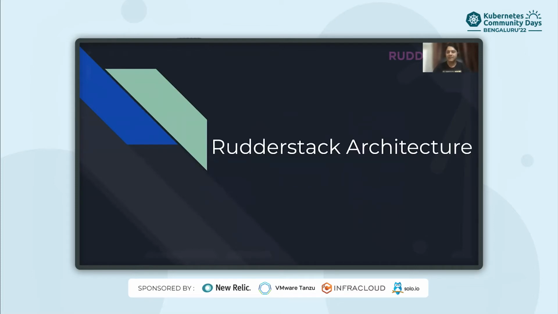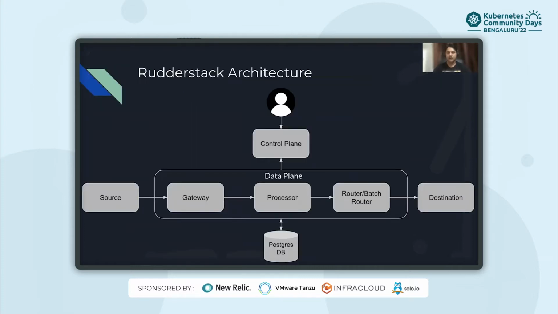So let's go deep into how the Rudderstack architecture looks, because that will give us a better understanding of why we feel Kubernetes is a native tool to be used for Rudderstack. We have divided the complete system into two parts: one is the control plane and another is the data plane. That is similar to how the Kubernetes architecture looks today.